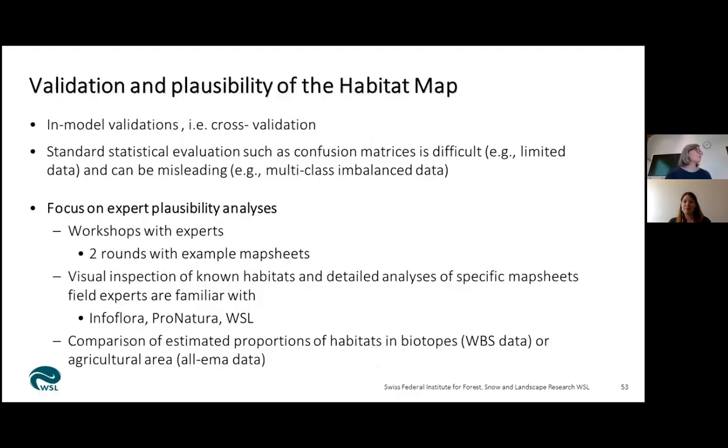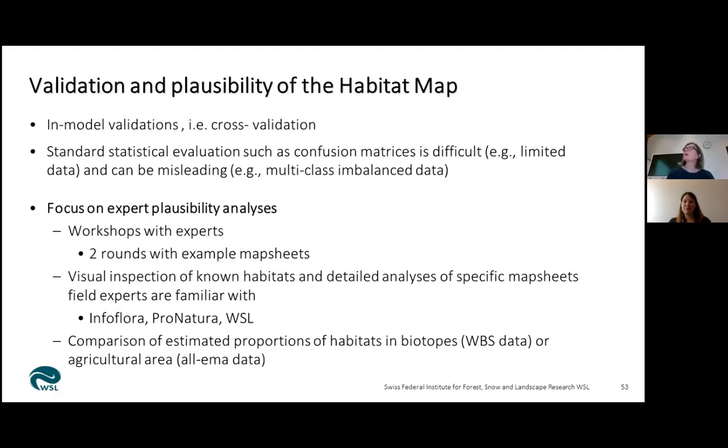We talked a lot about the validation that she did within model validations, for example, cross-validation. We found that the standard statistical evaluation, such as confusion matrices, was often difficult, sometimes limited by data, and sometimes can be misleading, such as with multi-class and imbalanced data. We often found that we could classify within the group well, but not necessarily the individual habitat types.